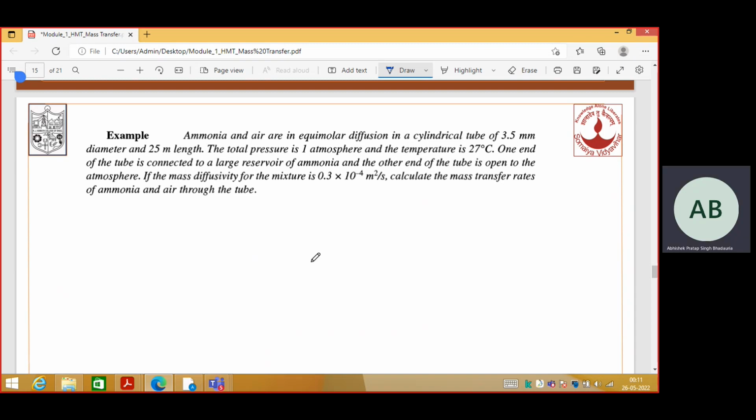Ammonia and air are in equimolar diffusion in a cylindrical tube. The diameter and the length are given for the cylinder. The total pressure is 1 atmosphere and the temperature is 27 degrees Celsius. One end of the tube is connected to a large reservoir of ammonia, and the other end is open to the atmosphere. The mass diffusivity of the mixture is given. Calculate the mass transfer rate of the ammonia and the air through this tube. So let's solve this problem.